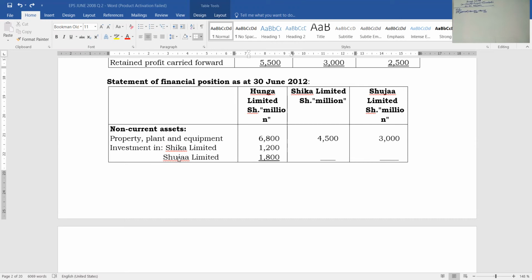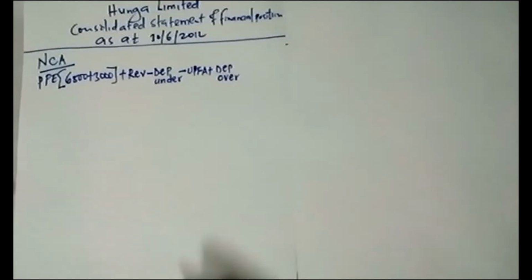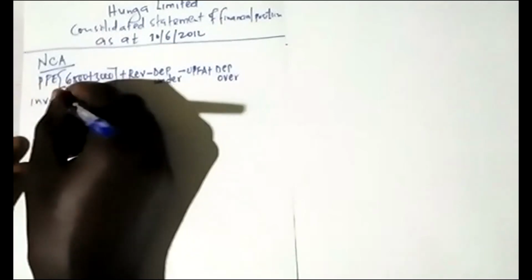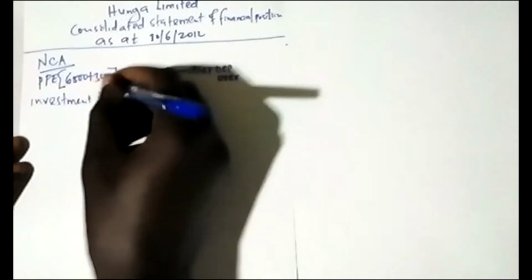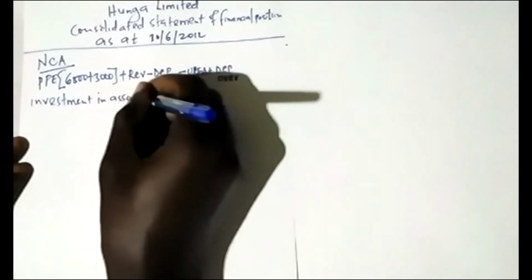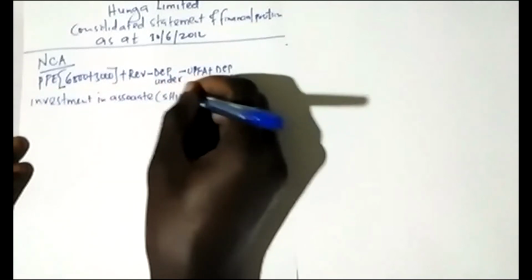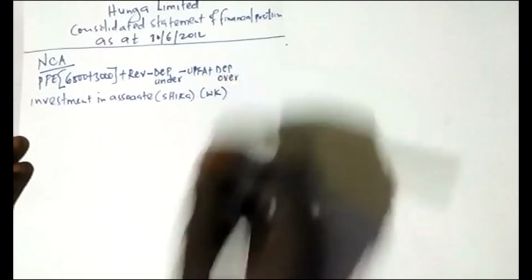Then investment in Shuja, remember that I could have recorded the goodwill if it was positive, but it was a negative goodwill for Shuja. So since it was negative, we recorded it as an income under the income statement. So for now, the only thing I will record is the investment in Shika, or investment in associate. I will come later to do a working using the equity method. So investment in associate, which is Shika. This one I will use the equity method to do this working.